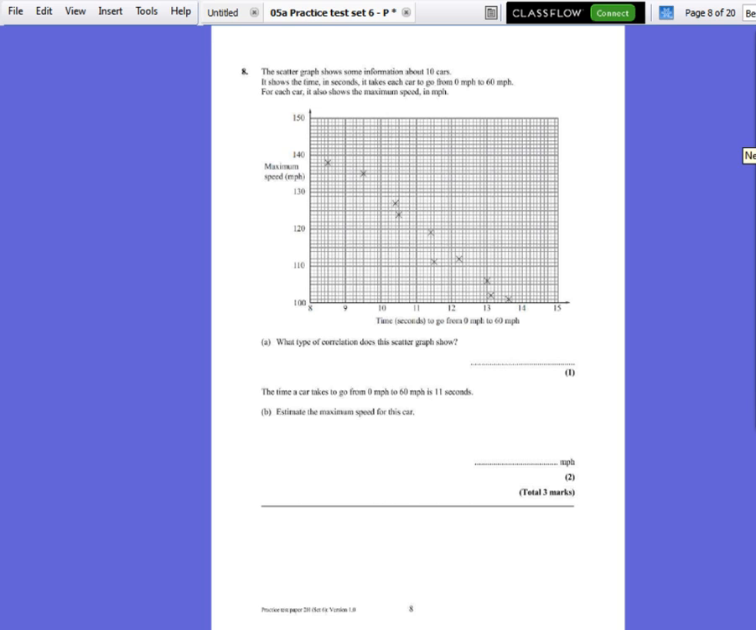Question 8. The scatter graph shows some information about 10 cars. It shows the time in seconds it takes each car to go from 0 to 60 and the maximum speed of the car. What type of correlation is this? Well, all the points are going downwards, so that's a negative correlation. It says the time a car takes to go from 0 to 60 is 11 seconds. Estimate the maximum speed of this car.